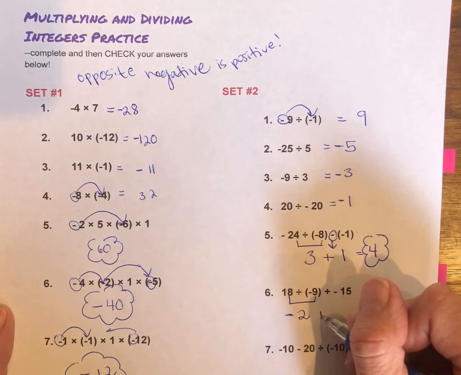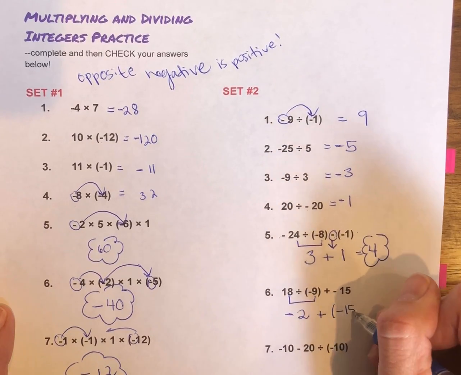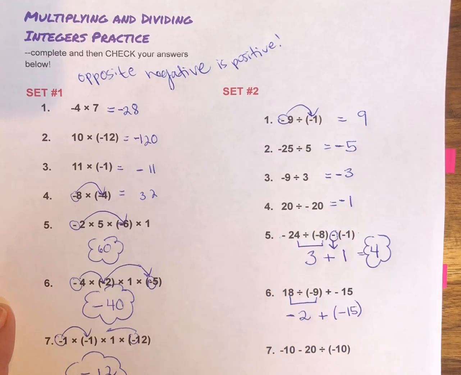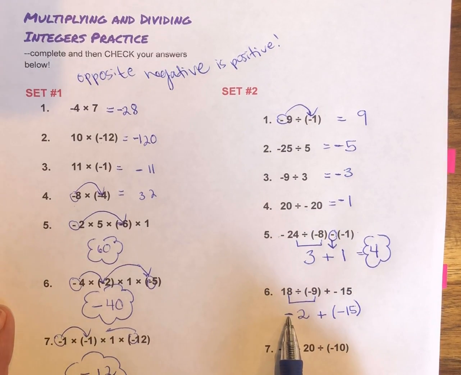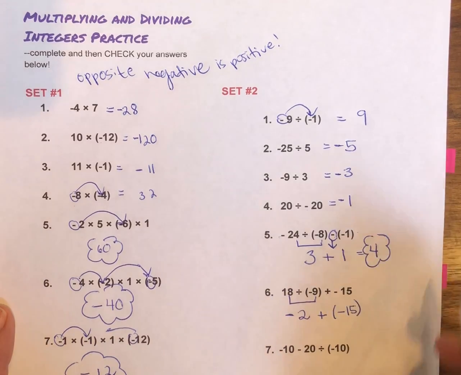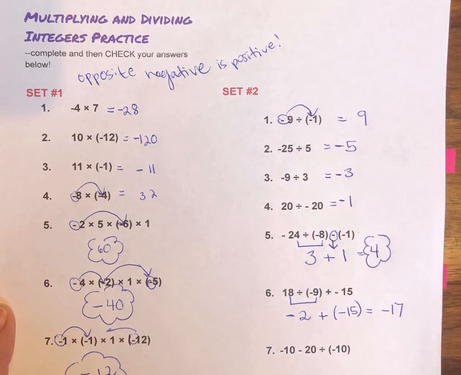Drop down the addition. I would put this in parentheses here just to separate those two symbols. And I owe you $2 and I owe you $15, which means I owe you a total of $17.